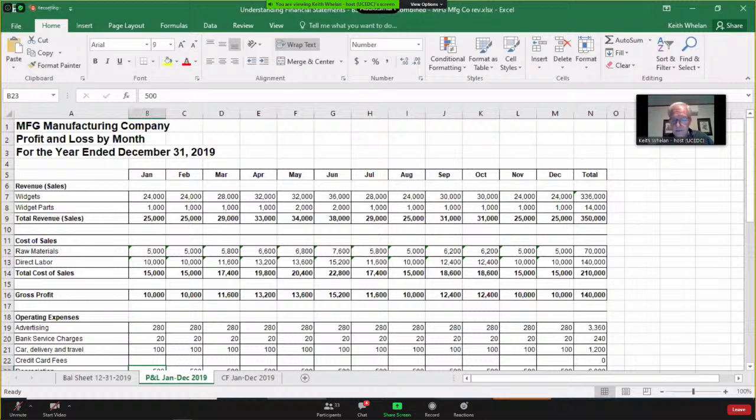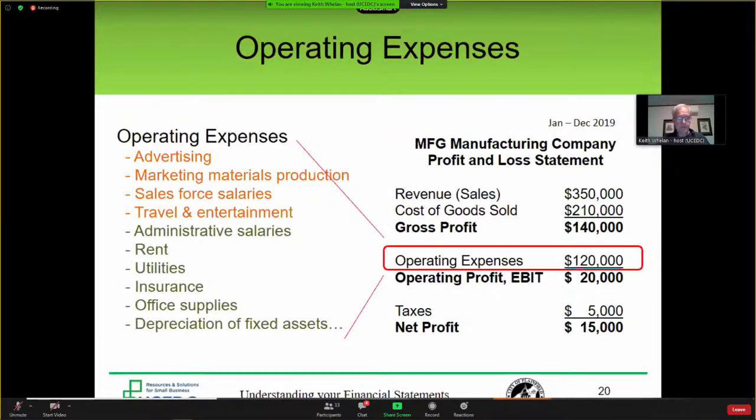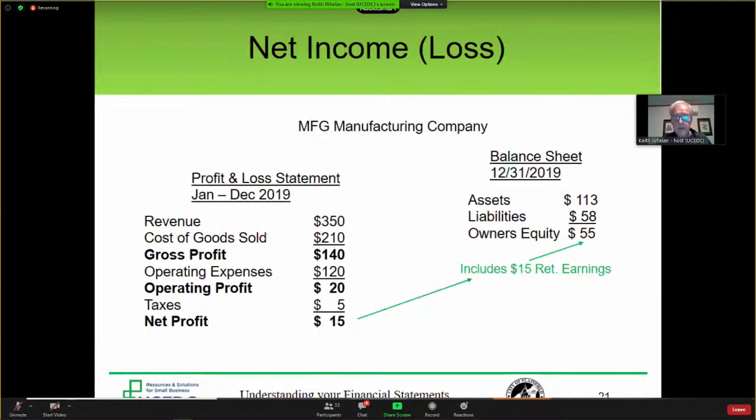Let's go back to the presentation. All right, full size, full screen. So now we know the components.